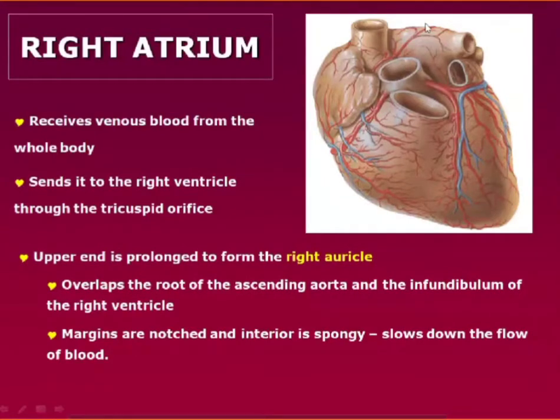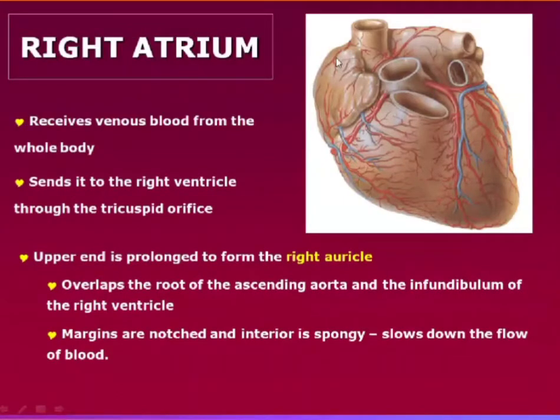So the right atrium, see here, what are the external features of the right atrium? The upper end of the right atrium is prolonged anteriorly to form the right auricle. And this right atrium forms a part of which surface? Sternocostal surface.